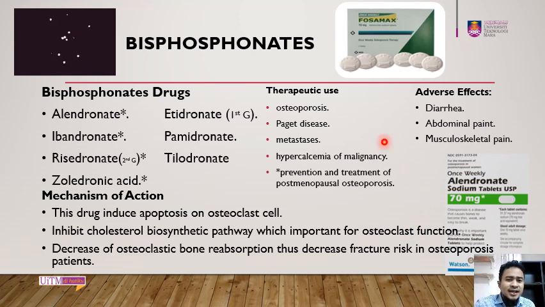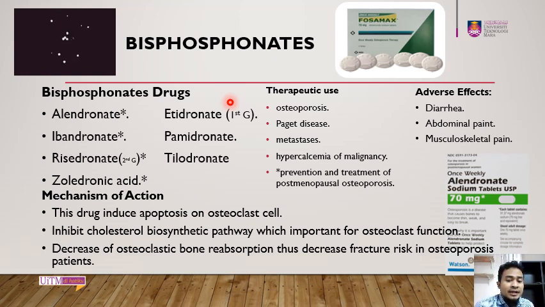Okay. As mentioned before, these are a few types of diseases that we use bisphosphonate for. One is osteoporosis, which is today's topic. Alright, the Paget disease. Paget disease is a dullness of the bone. Okay, it occurs throughout the body, the same thing due to osteoclast activity. Right, metastasis and hypercalcemia of malignancy. Okay, and preventive treatment for postmenopausal osteoporosis.